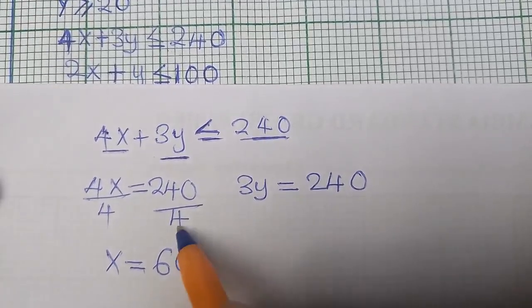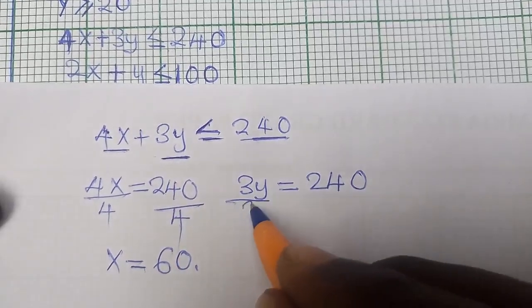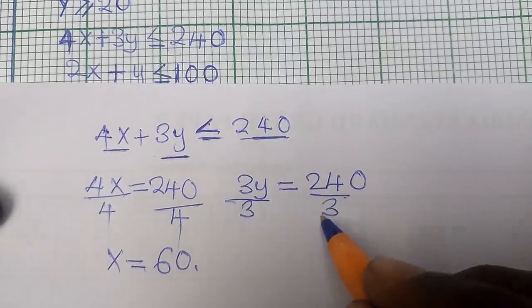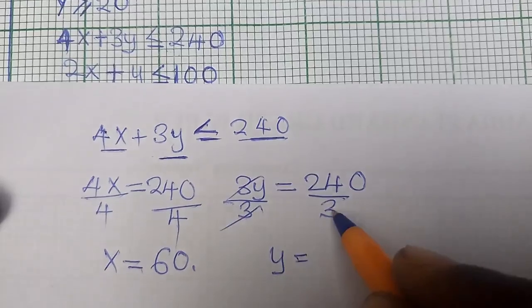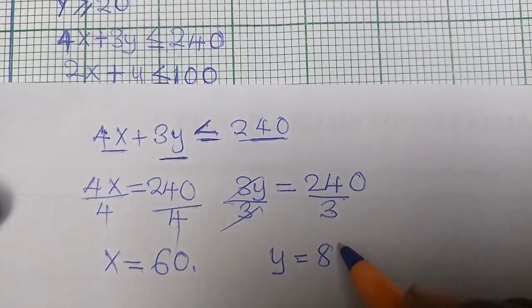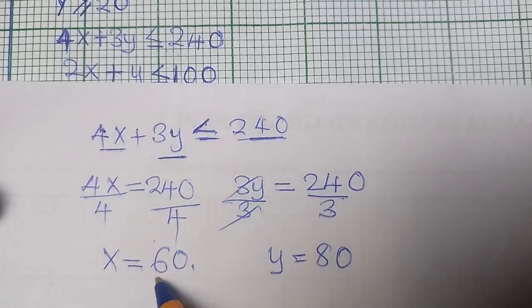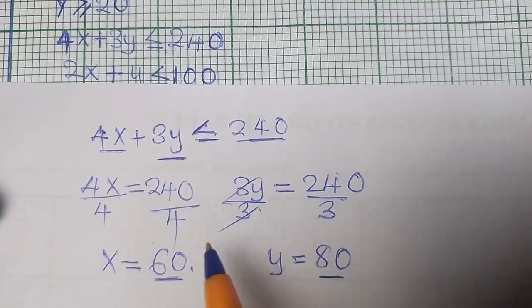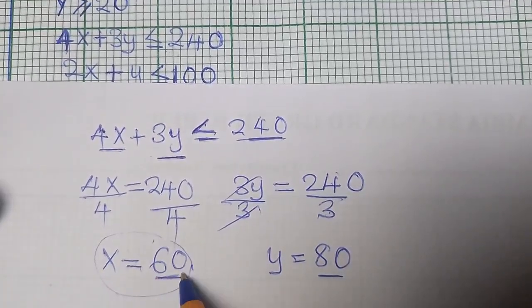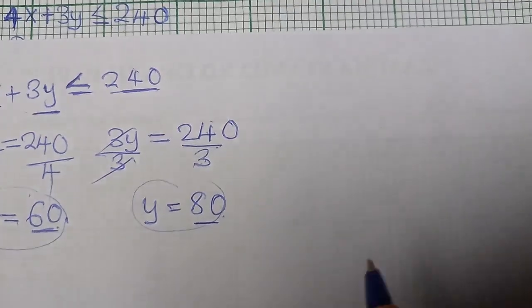Have you seen this one into that? It is 6 times. You divide by 3 there, you also divide by 3. So y is going to be what? This cancelled. Y will be 8, plus the 0 there, 8. So this into that, it is 60. This into that, it is 8. So x is 60, y is 8. So this means that you are going to go on your graph.